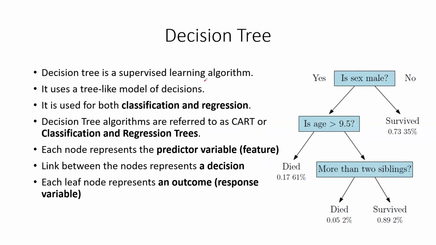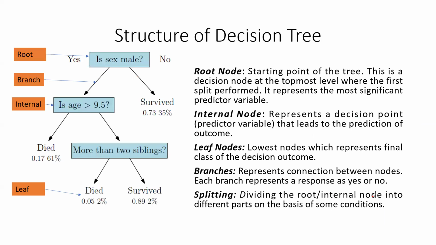A decision tree is a supervised learning algorithm. It uses a tree-like model of decisions. It can be used both for classification and regression. That's why decision tree algorithms are referred to as CART, classification and regression tree. Here, the node sex, the node age, the node sibling: each node is a predictor variable, or we also call it a feature. The link between these nodes represents a decision. And the final outcome, or the target or response variable, is whether the label is died or survived.